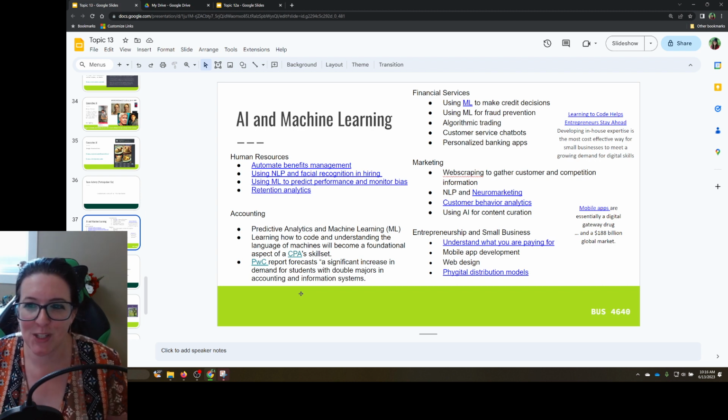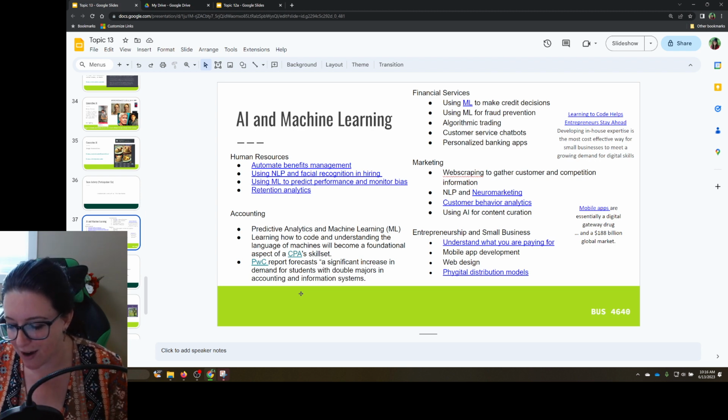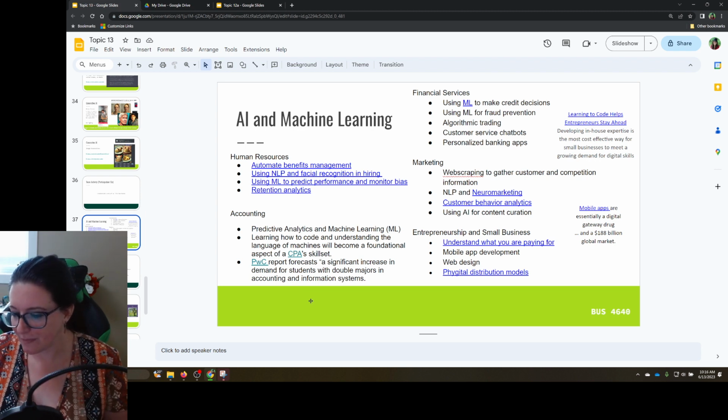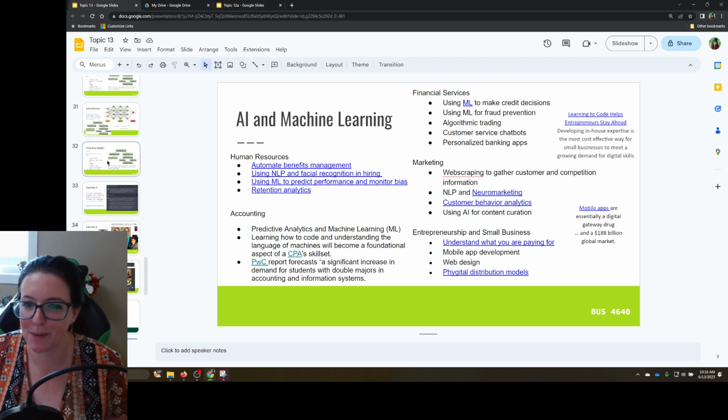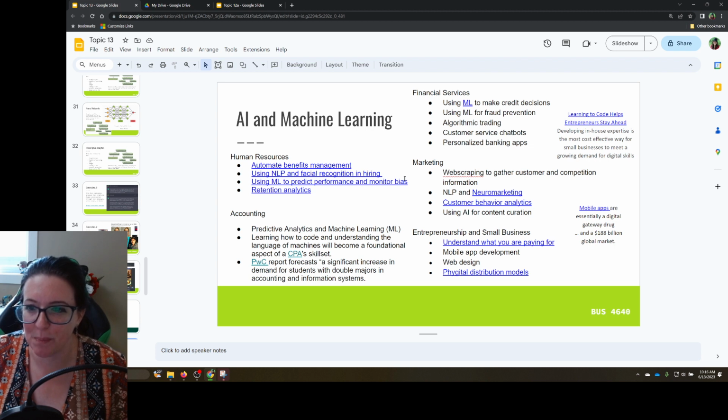In finance, as we talked about, neural networks and machine learning are used to make credit decisions, to identify fraud or prevent it, customer service chatbots, algorithmic trading. This is all using machine learning to help make recommendations as to what individuals should do. So, right, we are looking at our prescriptive analytics on those components.